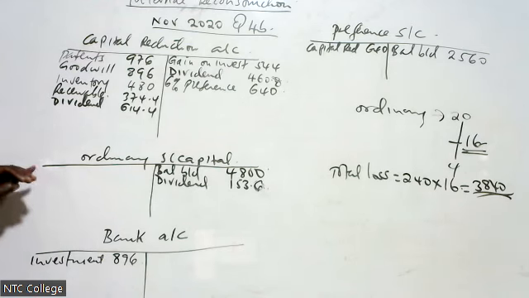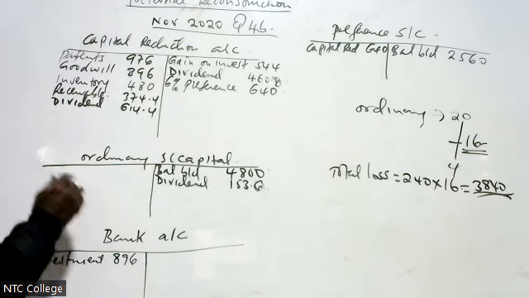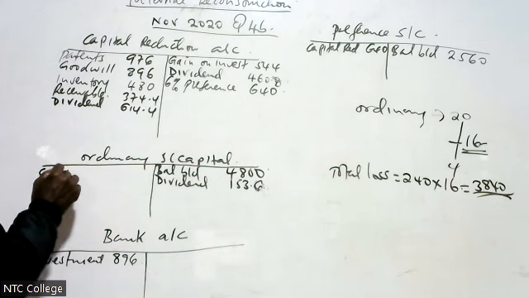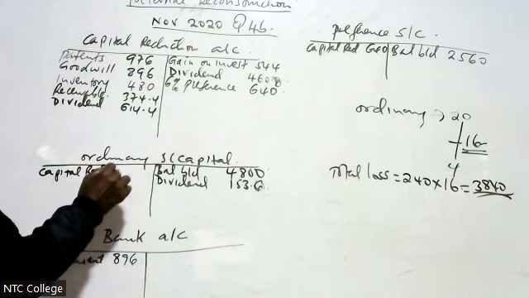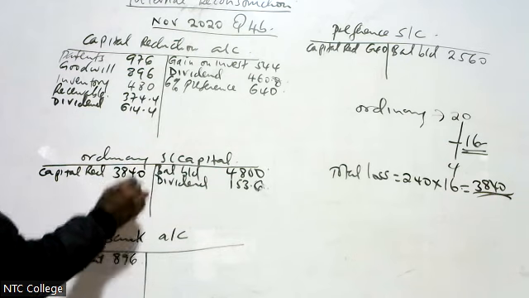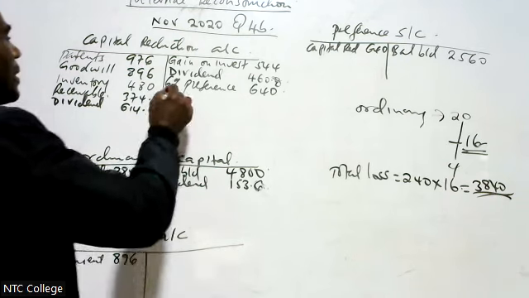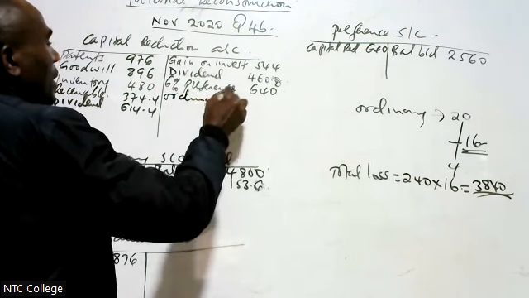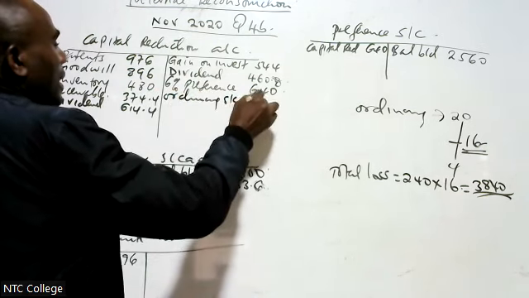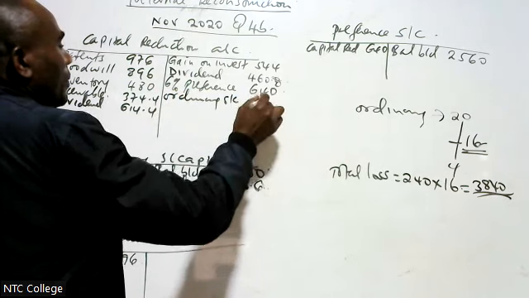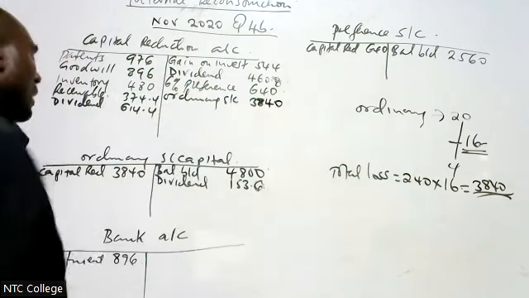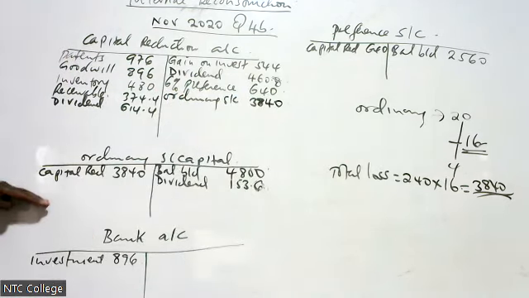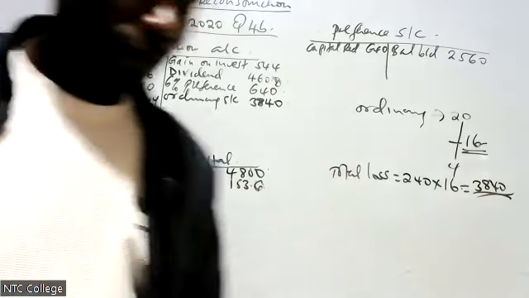Therefore, that total loss, you debit ordinary share capital, I say capital reduction, 3,840. Then I credit capital reduction, I say ordinary share capital written off, 3,840. You debit the share capital, you credit the capital reduction.